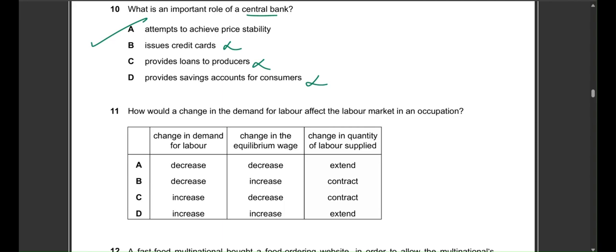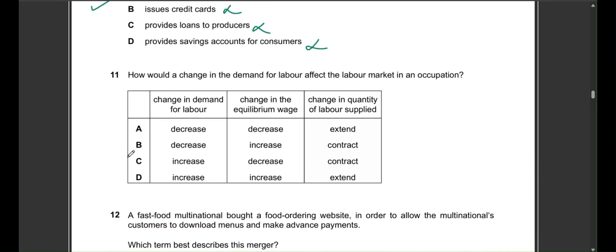In fact, this is nothing but monetary policies. Central bank normally they are the one who takes care about the inflation. Okay, so this is one of the monetary policies they can use.